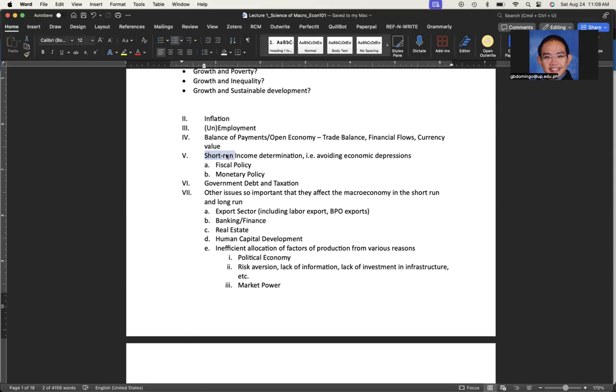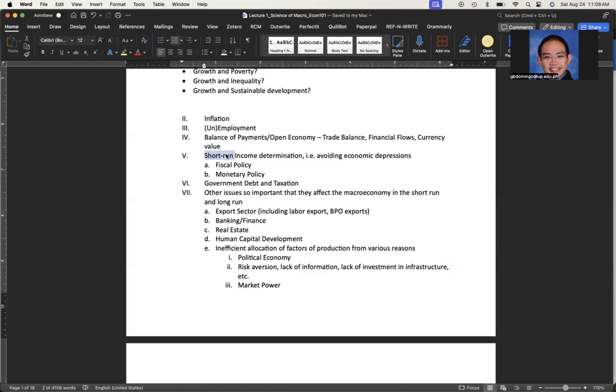Next is government debt and taxation. So again, government debt and taxation is very important from a low and medium income country point of view, especially how to manage your debt and how to have a sustainable level of debt. And debt is very important in the Philippines. We always have to issue debt because our government budget is bigger than what our taxation can handle.